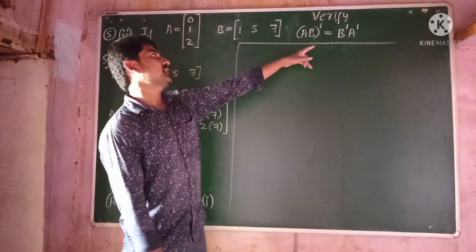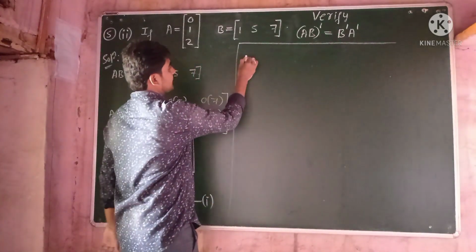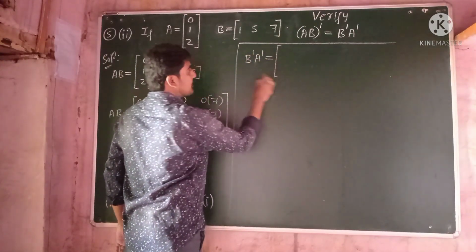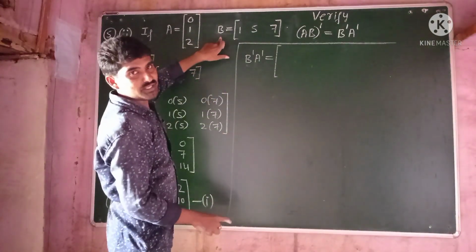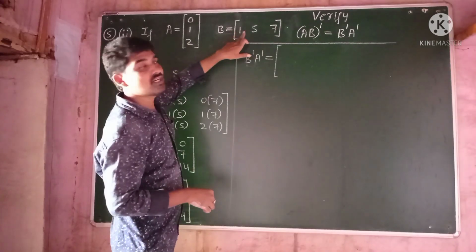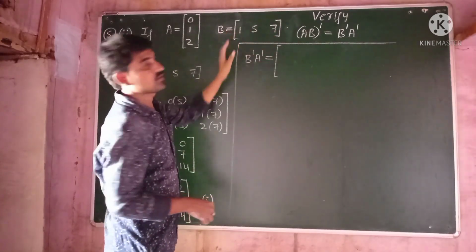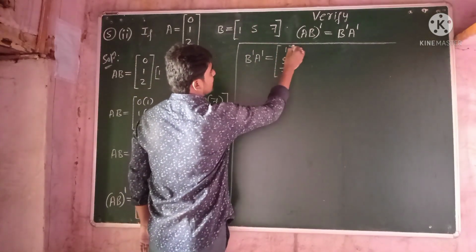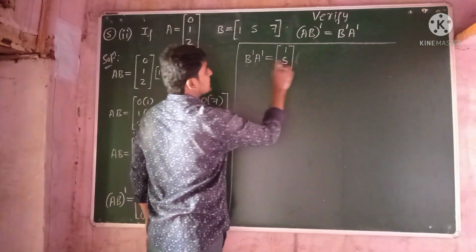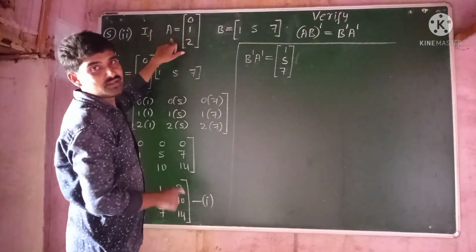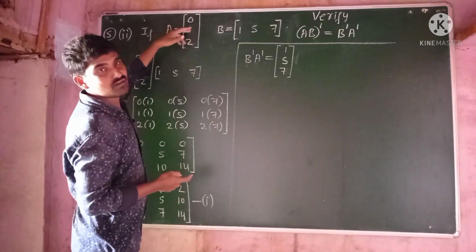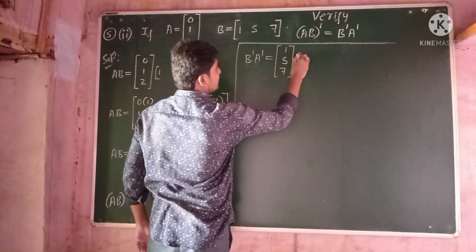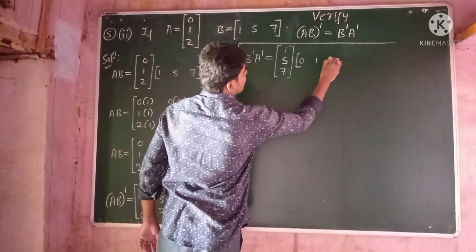And now we need to find the matrix B dash into A dash. So matrix B dash is the transpose of the matrix B, which is obtained by interchanging rows and columns of the matrix B. So B dash is equal to, this row becomes column, 1, 5, 7. And similarly A dash is the transpose of the matrix A, which is obtained by interchanging rows and columns of the matrix A. Therefore A dash is equal to, this column becomes row, 0, 1, 2.